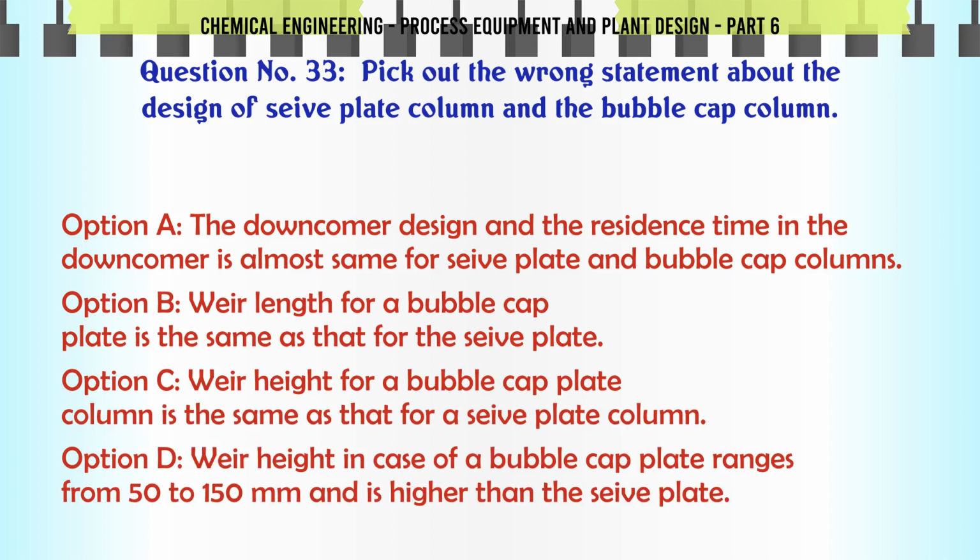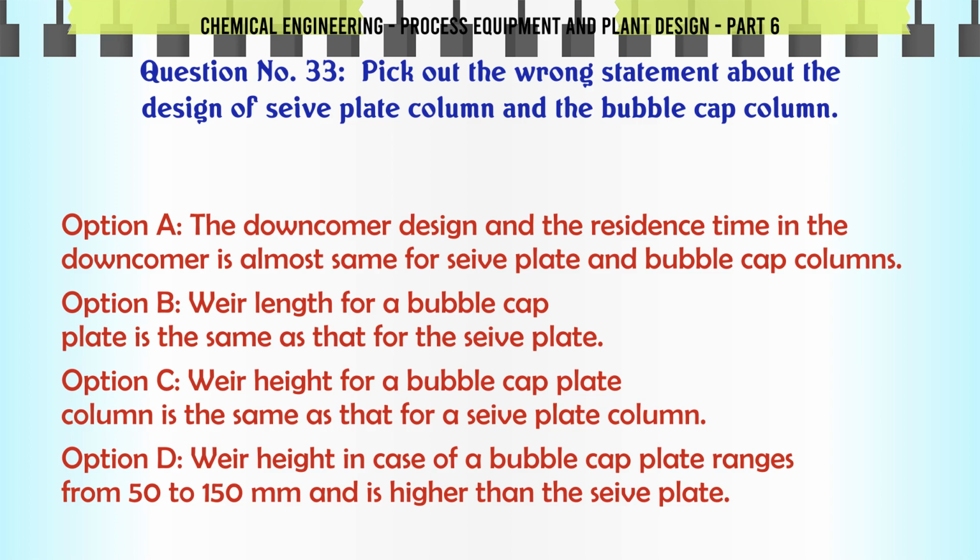Pick out the wrong statement about the design of sieve plate column and the bubble cap column. A. The downcomer design and the residence time in the downcomer is almost same for sieve plate and bubble cap columns. B. Weir length for a bubble cap plate is the same as that for the sieve plate. C. Weir height for a bubble cap plate column is the same as that for a sieve plate column.